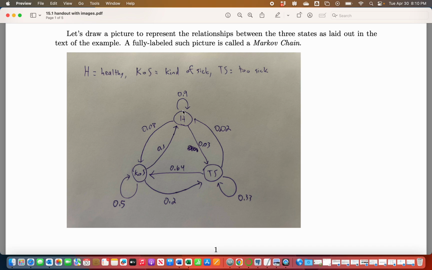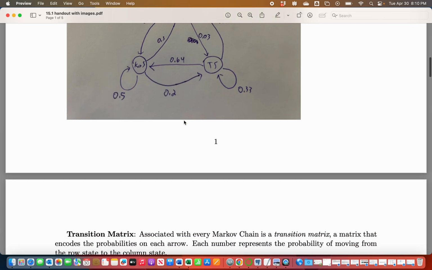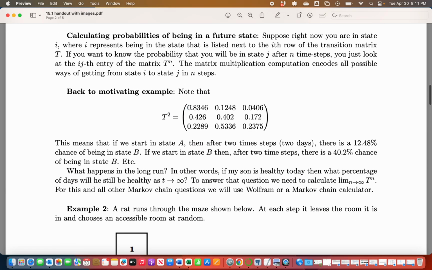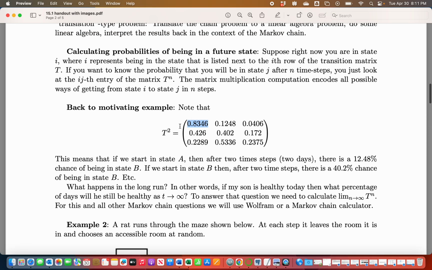The probability of that is 0.9 times 0.9. Or I could go from H to kind of sick and then back to H. The probability of that happening is 0.08 times 0.3. Or I could go from H to too sick, so 0.03, and then back up times 0.02. So there are 3 ways to start at H and end at H in 2 steps. So you would just add up the probabilities from those 3 ways, and it turns out if you did that, you would get this number right here. This is the probability of starting at A and ending at A after 2 steps in time.